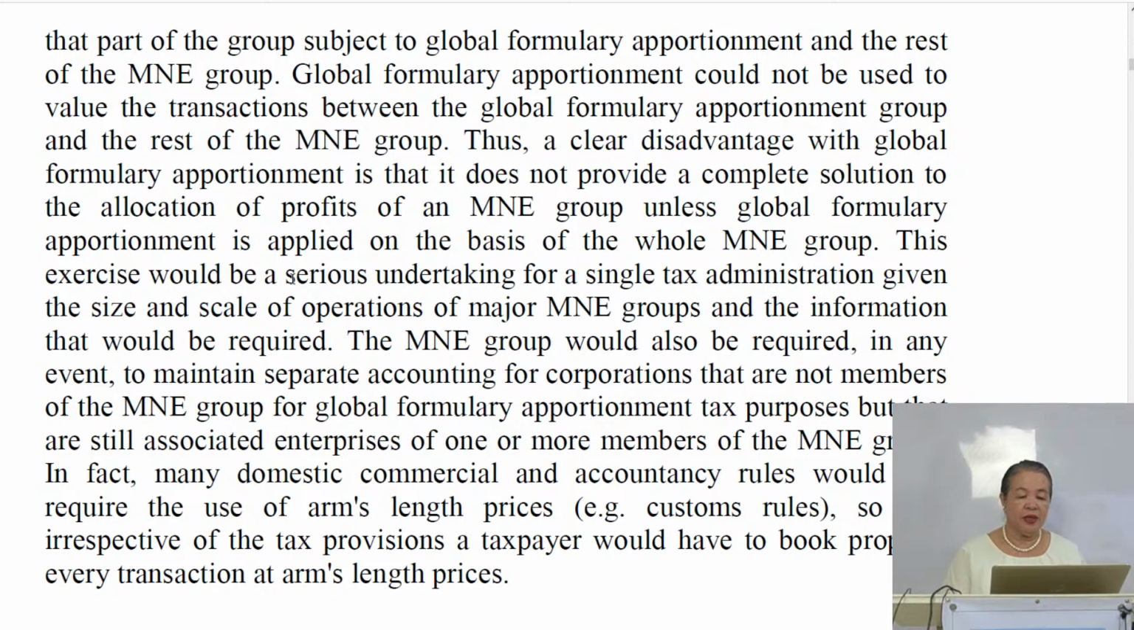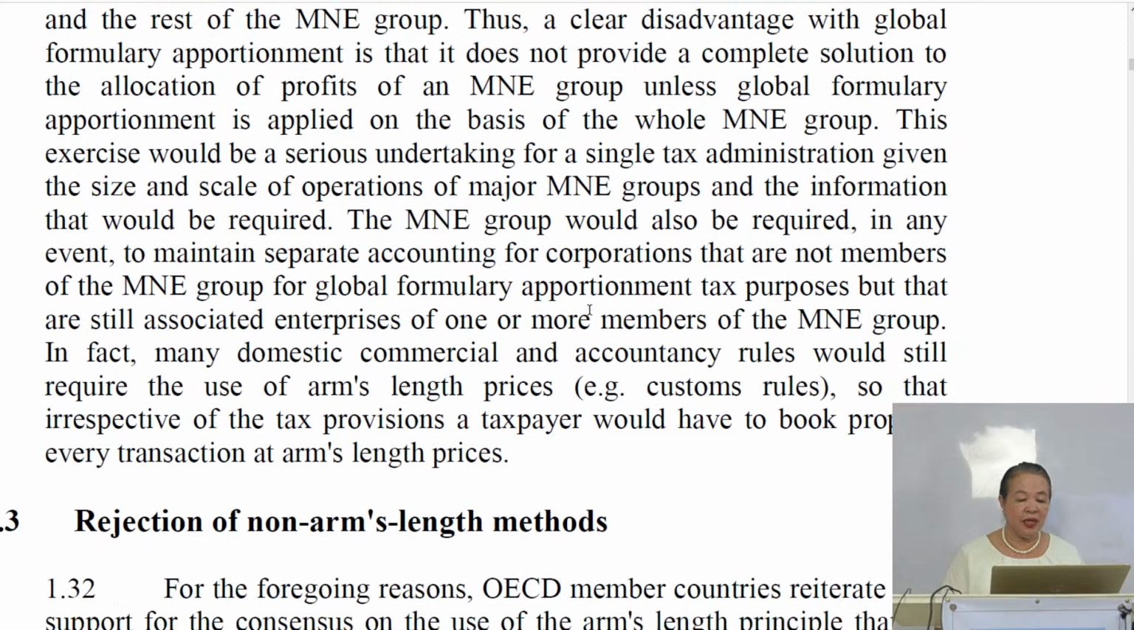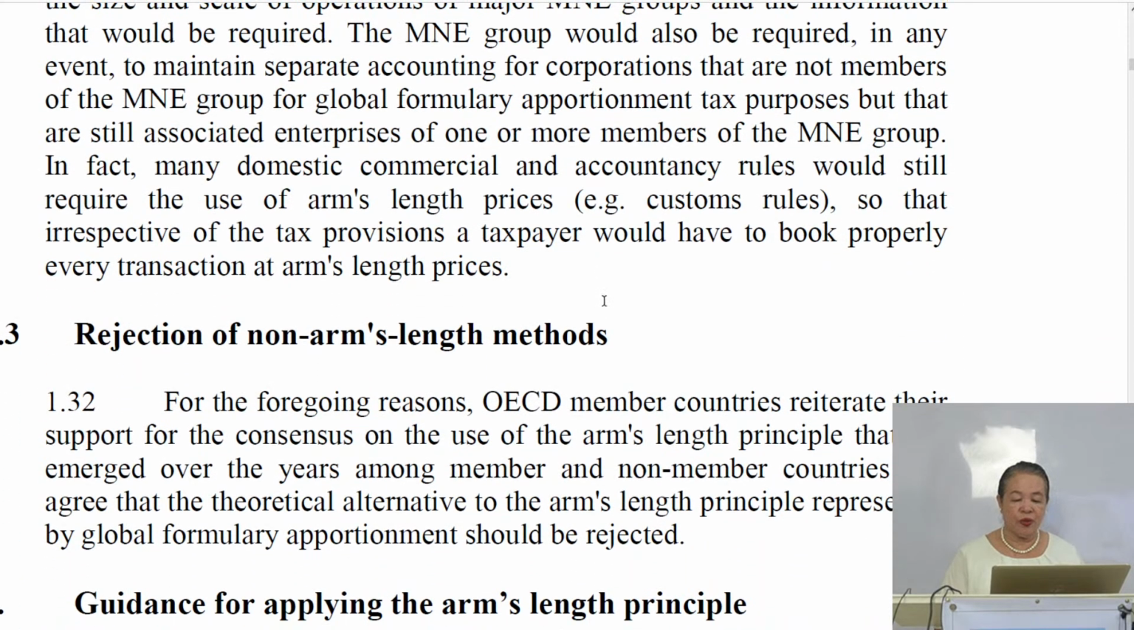This exercise would be a serious undertaking for a single tax administration given the size and scale of operation of major M&A groups and the information that would be required. No? Sometimes an M&A group is bigger than a country. No? So, very sophisticated siya and difficult to handle. The M&A group would also be required in any event to maintain separate accounting for corporations that are not members of the M&A group for global formulary apportionment tax purposes, but that are still associated enterprises of one or more members of an M&A group.